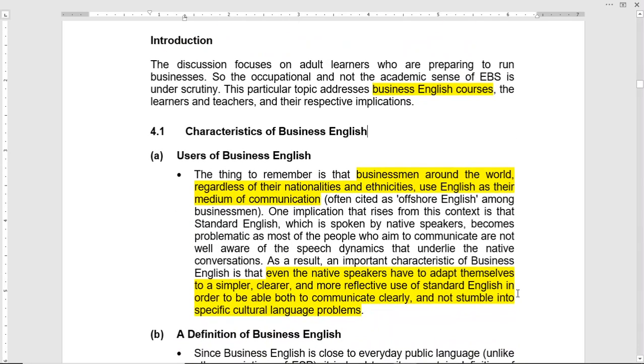So, even as native speakers, they have to adapt themselves to a simpler, clearer, and more reflective use of standard English in order to be able both to communicate clearly and not stumble into specific cultural language problems. And it is also the same with people who are from non-native English-speaking countries.